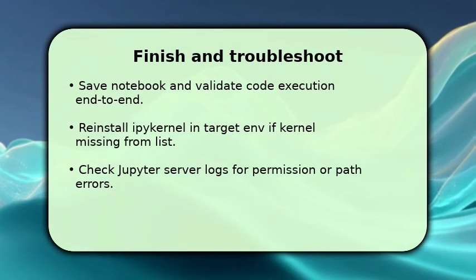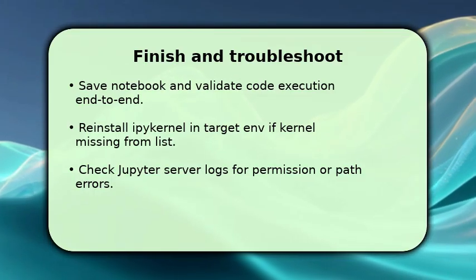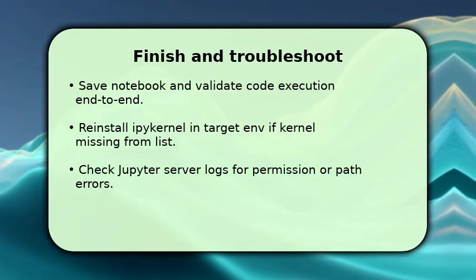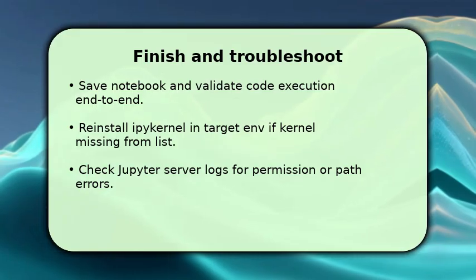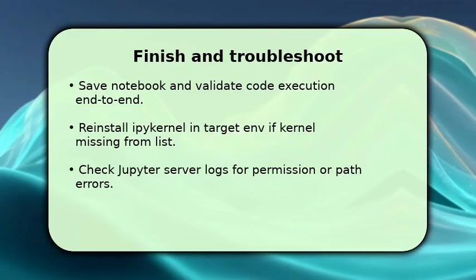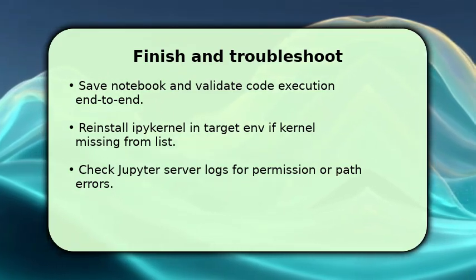Finish by saving the notebook and running critical cells to confirm everything functions under the new kernel. This ensures notebooks reproduce results. If the kernel does not appear, activate the target environment and rerun python -m ipykernel install --user --name myenv --display-name "Python (myenv)", and then refresh the Jupyter page.